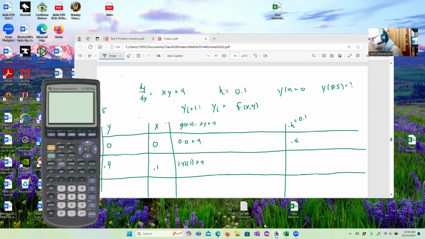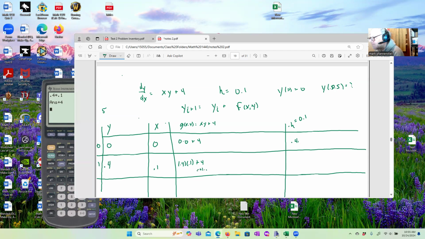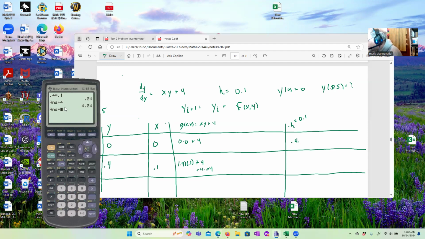So I'm going to go ahead and use my calculator because I'm going to be lazy. And we're just going to say, okay, we want 0.4 times 0.1 equals plus 4 equals, and we have 4.04. Okay, so we're going to say this is 4.04. And what we're going to do is multiply this whole thing by 0.1. Okay, so we're going to say times 0.1. We're going to get 0.404.